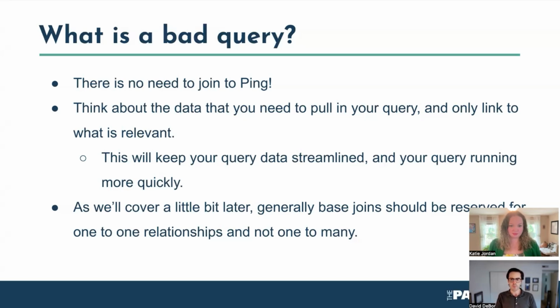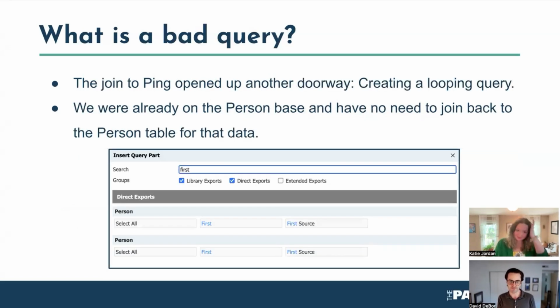And so we'll cover it a little bit later, but we mentioned it before. Generally, those base joins should be reserved for one-to-one relationships and not one-to-many, or you're going to end up with that matching row issue we had where your query is just going to churn and churn and churn. And if that query were in something like a rule or a mailing, it could potentially impact performance in your instance and affect your other users. Next slide, please, Katie.